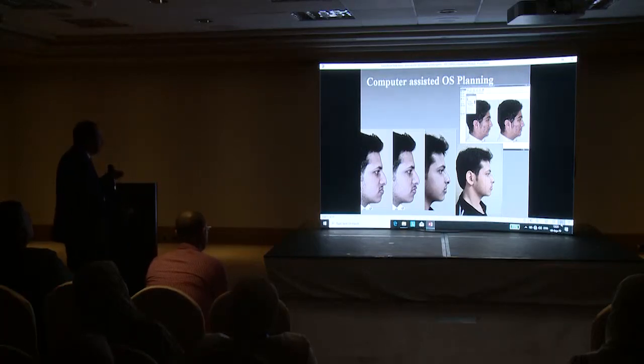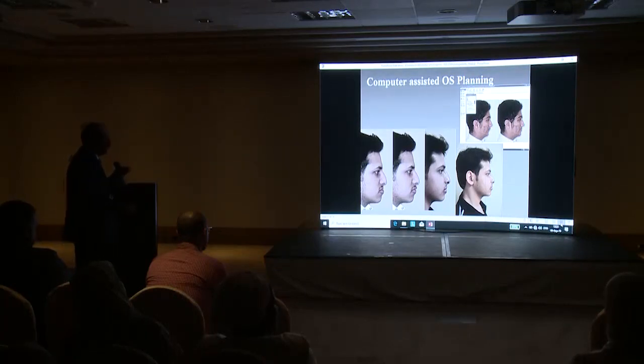Here the patient, here, pre-operative. This is the simulation. This is 2 weeks after surgery, and this is 3 months after surgery. It is exactly the same, but it is not the same in every case. Next, please.